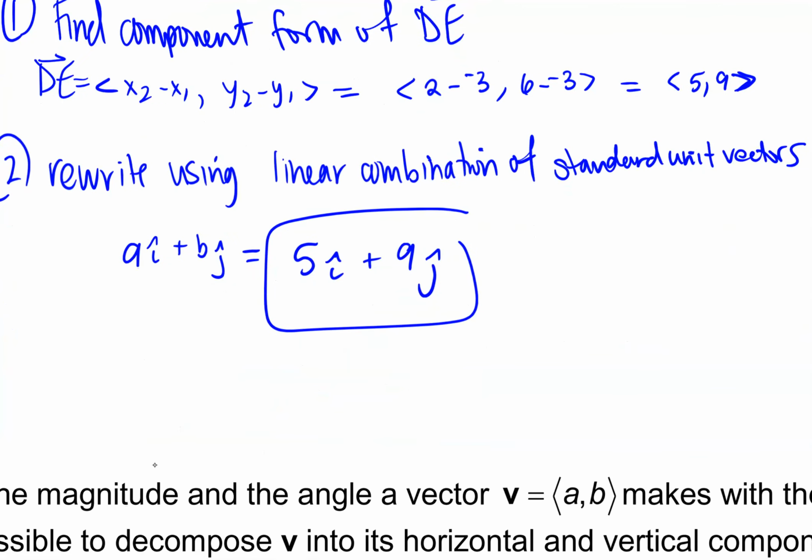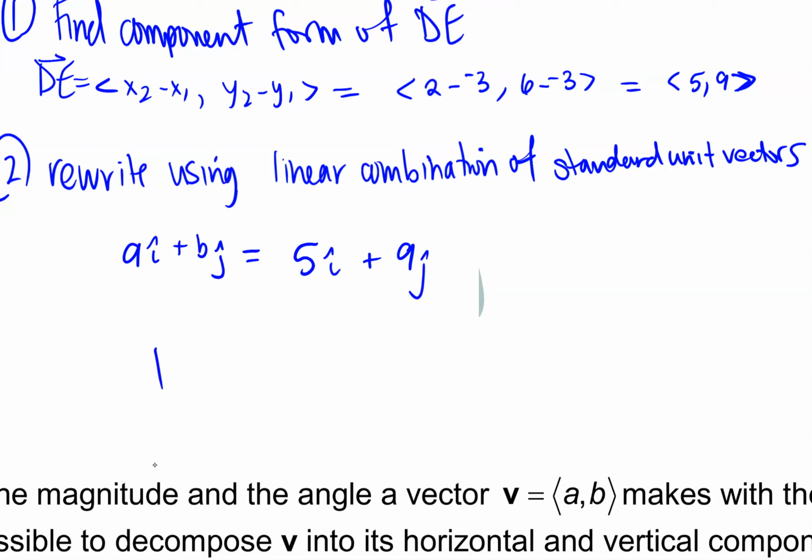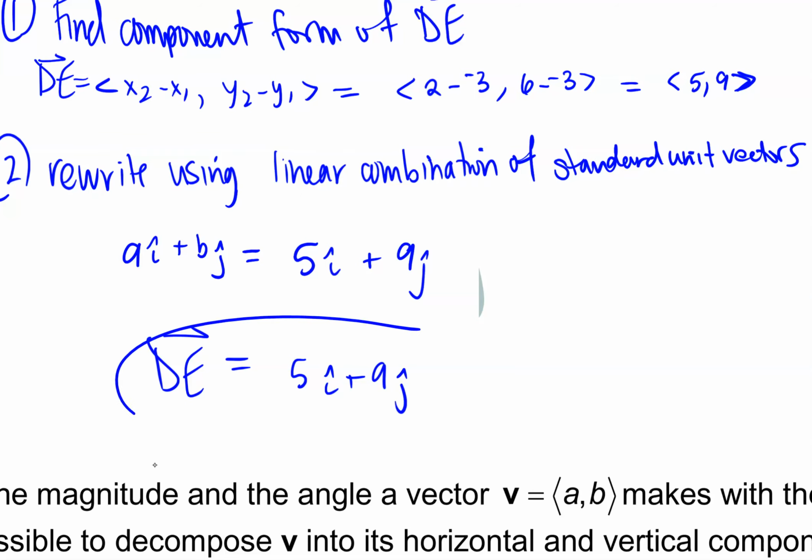So to actually rewrite it, you can make it really, really bold, that also is a thing. I use the hats because that's what I used in college. So we wanted to write DE as a linear combination, so it's going to be 5 i hat plus 9 j hat.